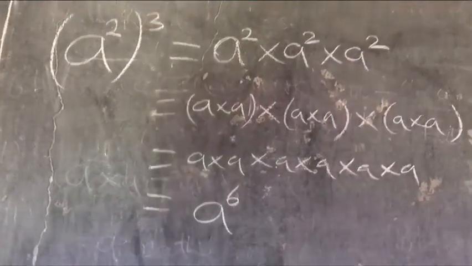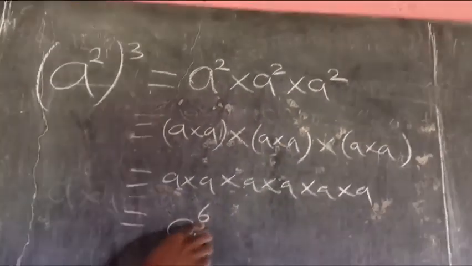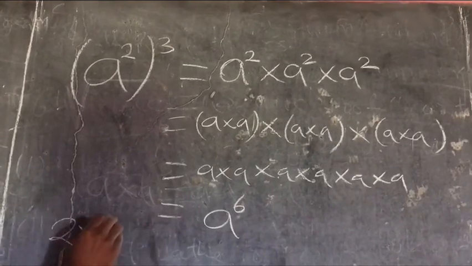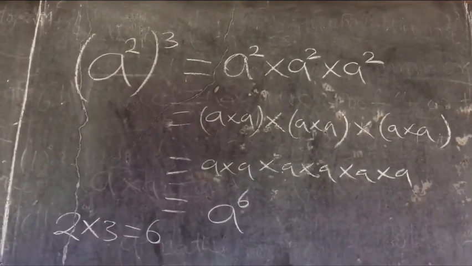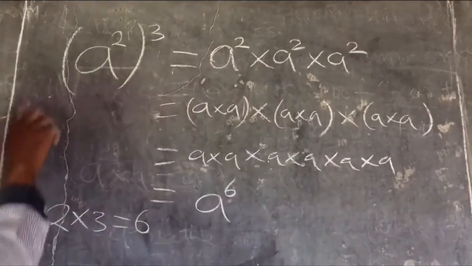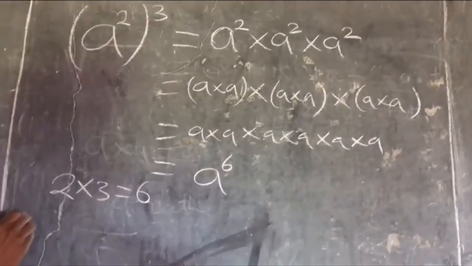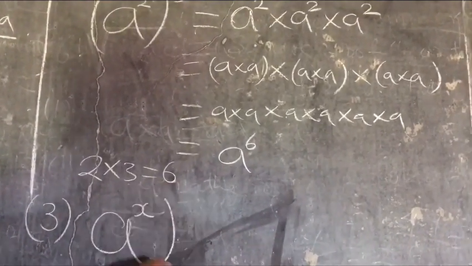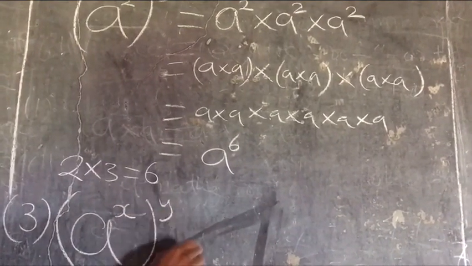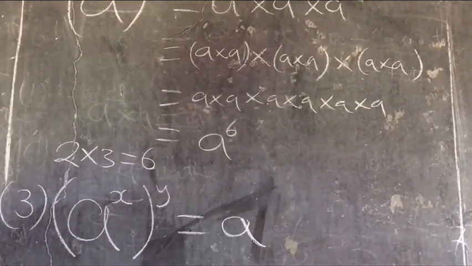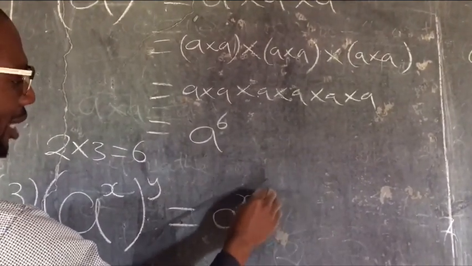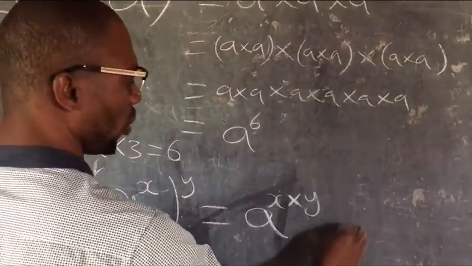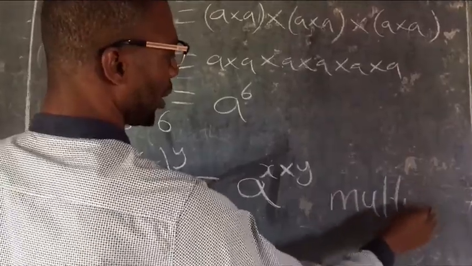Now what do we get here? If we take the relationship of this power with these two powers, it means we just multiply 2 by 3, so we get 6. From there, we get law number 3. If you get any number raised to some power, and you raise it again to another power, just take the number and multiply their powers. This is the multiplication law, law number 3.